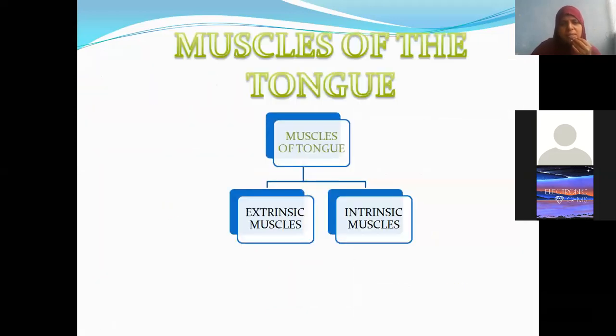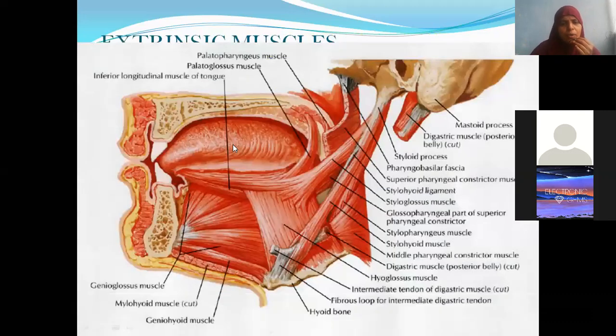Now coming to the muscles of the tongue, we have extrinsic muscles and intrinsic muscles. Extrinsic muscles come from nearby bones, whereas intrinsic muscles start in the substance of the tongue and end there itself. Now if you look at this picture, we have an extrinsic muscle. This is which bone? The mandible.